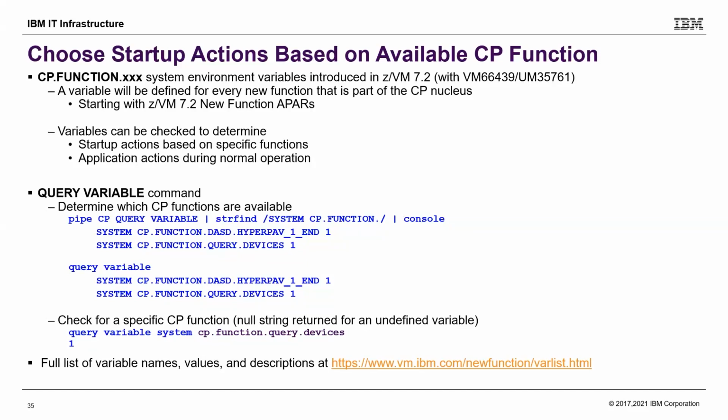Or you can issue a query variable to check for a specific function, and based on the input of that, take action. There's a web page that has a full list of the system variable names, values, and descriptions. In addition to the function variables, there are variables defined for certain of these functions that will indicate settings or limits and things like that.